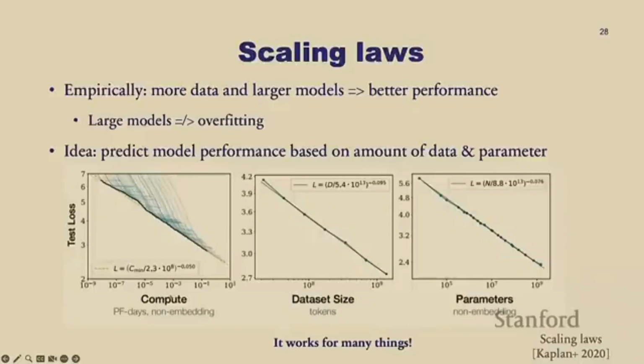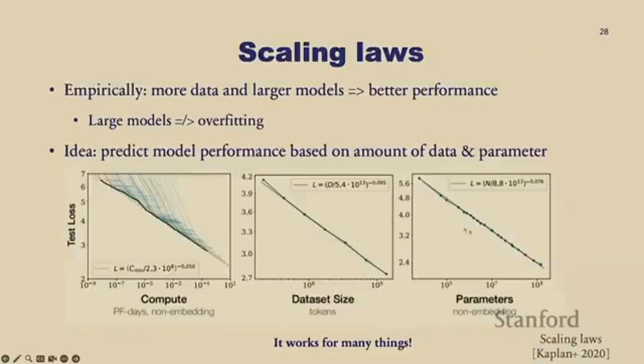Here you see on the x-axis compute, so how much compute you spent for training. And here you see test loss. It's not perplexity, but it's your validation loss, so it's the log of the perplexity. And if you put these two on log scale, then you see that the scaling law is linear. That means that if you increase your compute by a certain amount, you can say by how much your test loss will decrease.